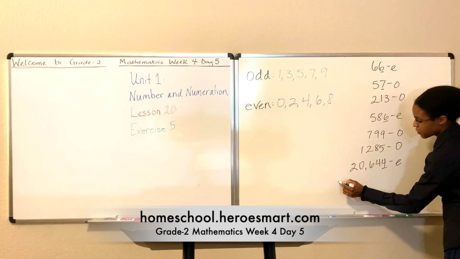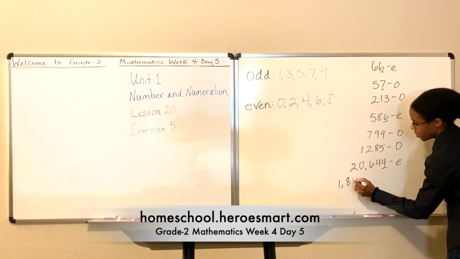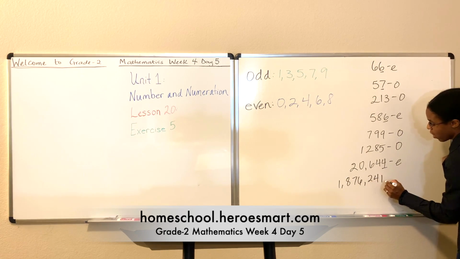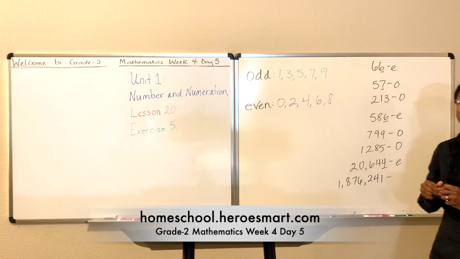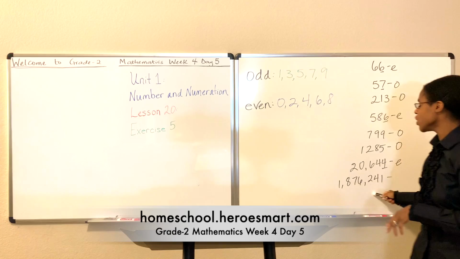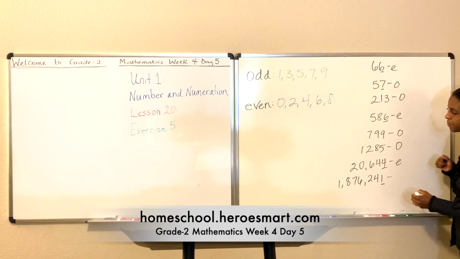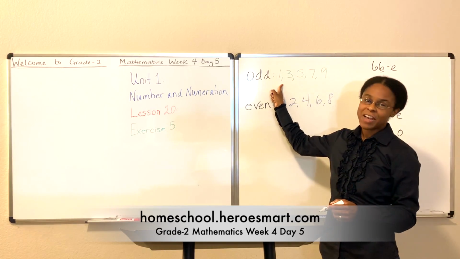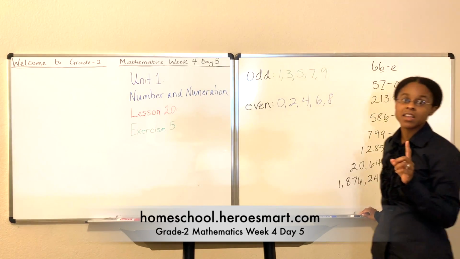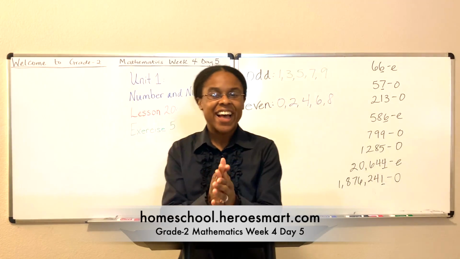Okay, one more just for fun. What if I were to give you 1,876,241? Is that odd or even? Wow, that's a big number. I can't tell, Mrs. Nita, but you can. All you need to do is look at the final digit. That's a 1. That means this whole number is odd, therefore not divisible by 2. Did you get all that?